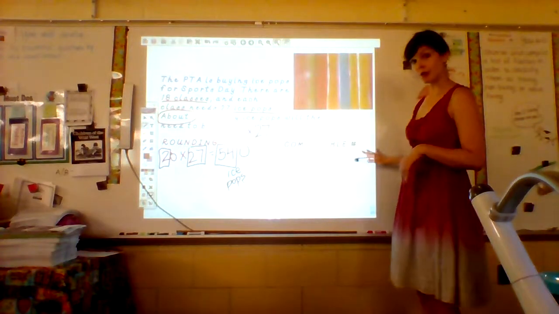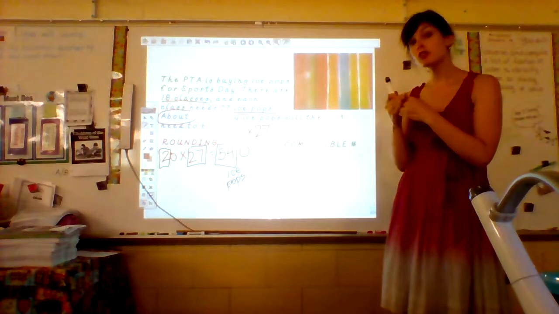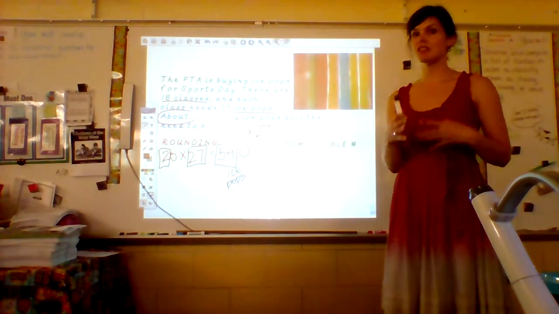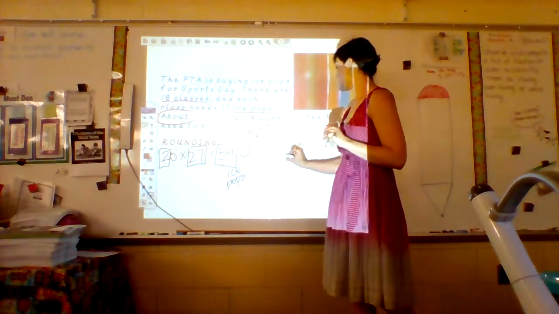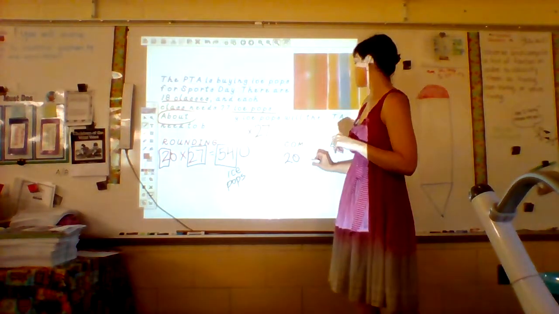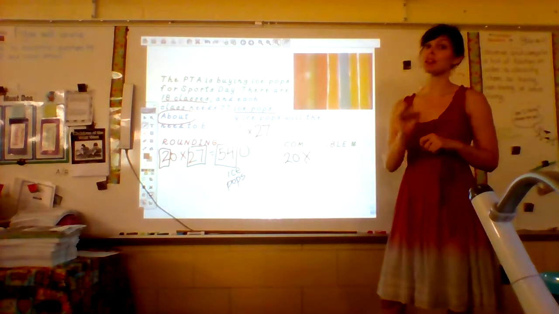Now, using compatible numbers really just means finding numbers that are close to the actual numbers that are easier for you to multiply. So again, I'm going to take 18 and I'm going to make it 20 because multiples of 10 are the easiest for me to multiply. And then, you know what I'm going to do? I'm going to take that 27 and I'm going to make it 25.